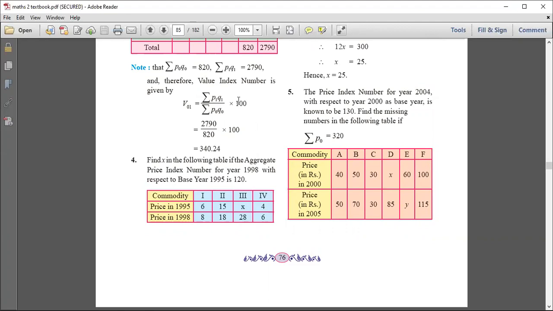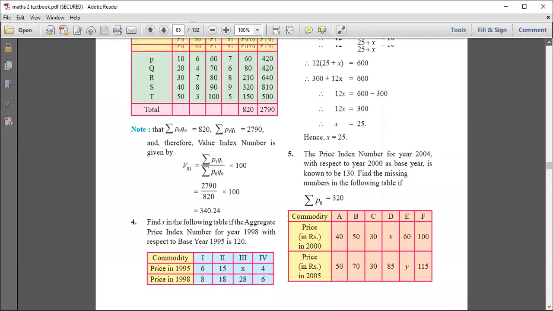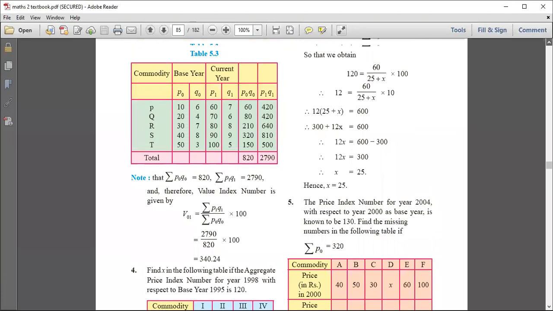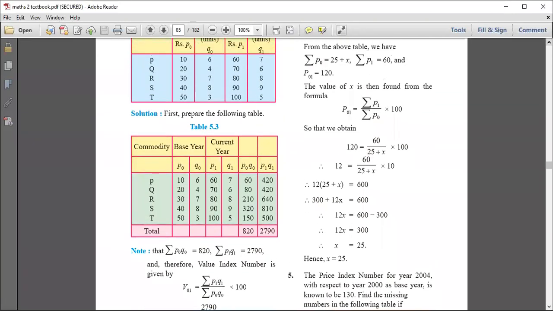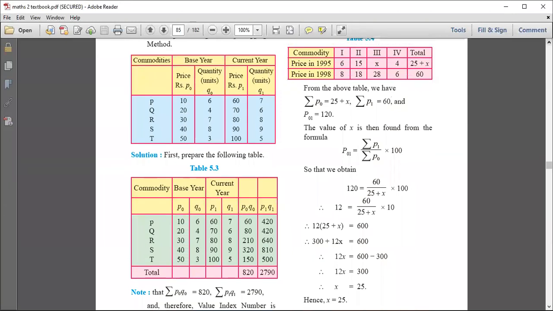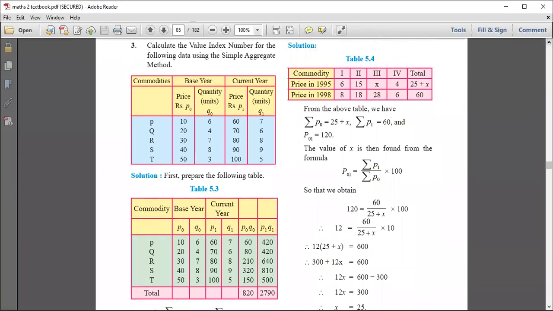As you can see, page number 76 is displayed in front of you. Here you can see the formula: V01 is equal to summation of current year price into current year quantity upon summation of base year price multiplied by quantity of the base year, into 100. In these sums, apart from the question columns, the question will look like this. We are just solving a solved example.